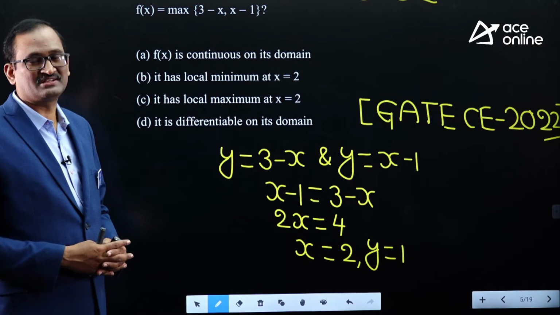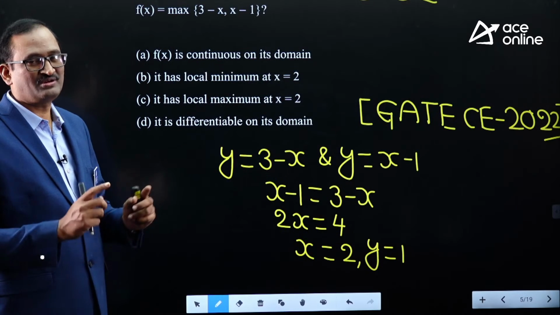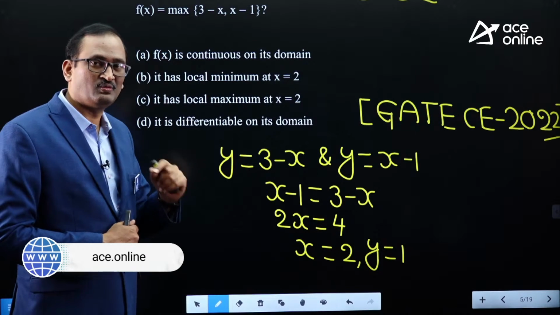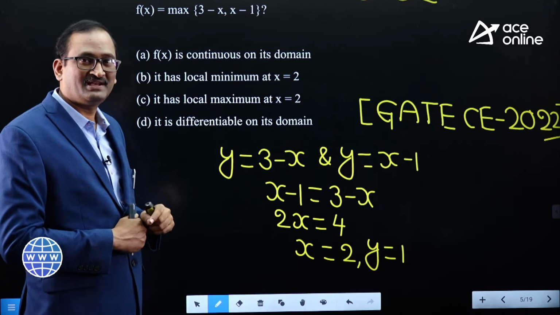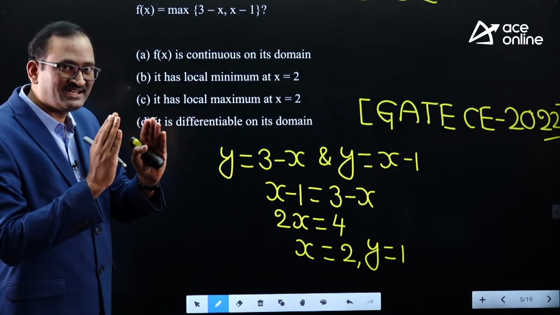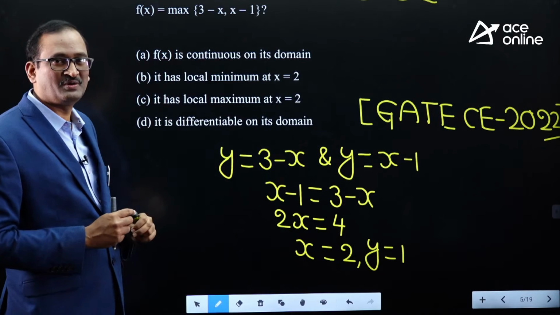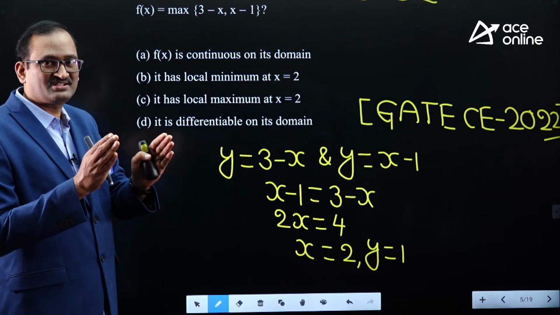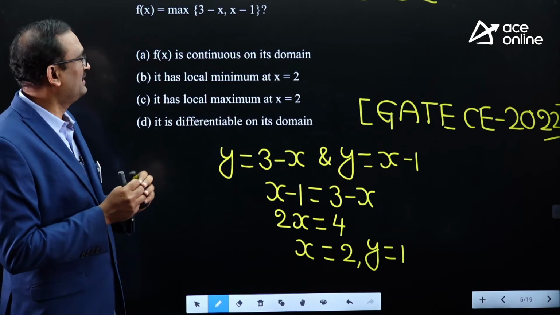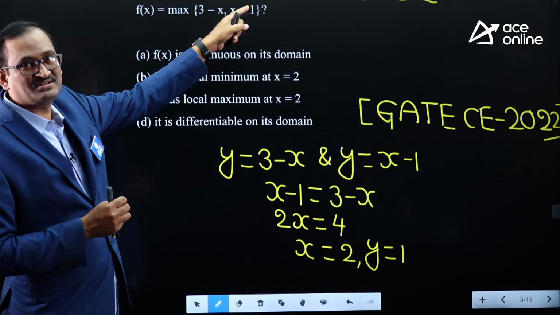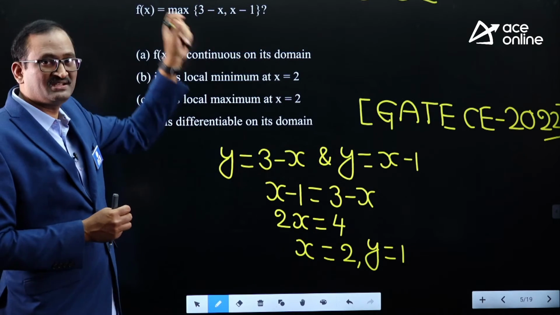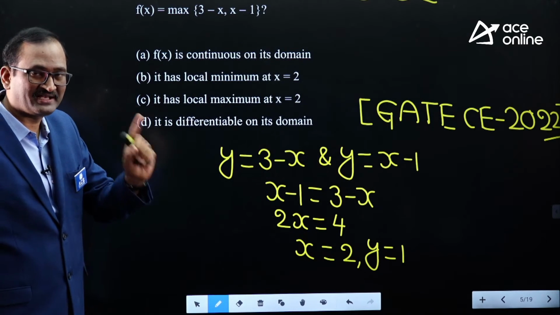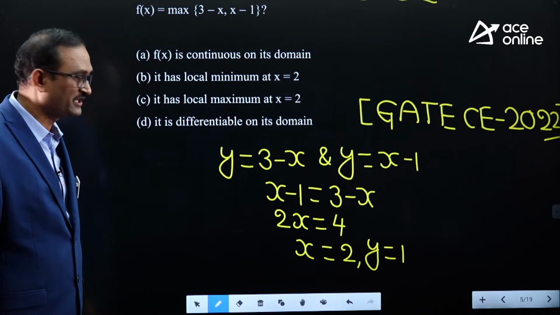Tell me some number which is less than 2: 1.5. So x value 1.5. 3 minus 1.5 is 1.5. 1.5 minus 1 is 0.5. So in the region x less than 2, which is maximum? 3 minus x. If you want, you can check another x value also. Take x equal to 1. 3 minus 1 is 2, 1 minus 1 is 0. Which is the bigger value? 3 minus x. So please remember, in the region x less than 2, 3 minus x is the bigger value.